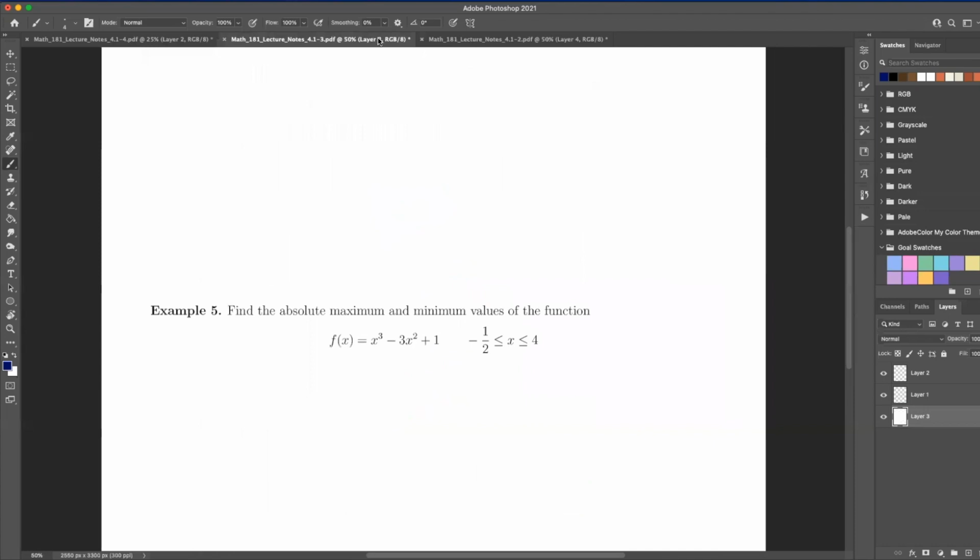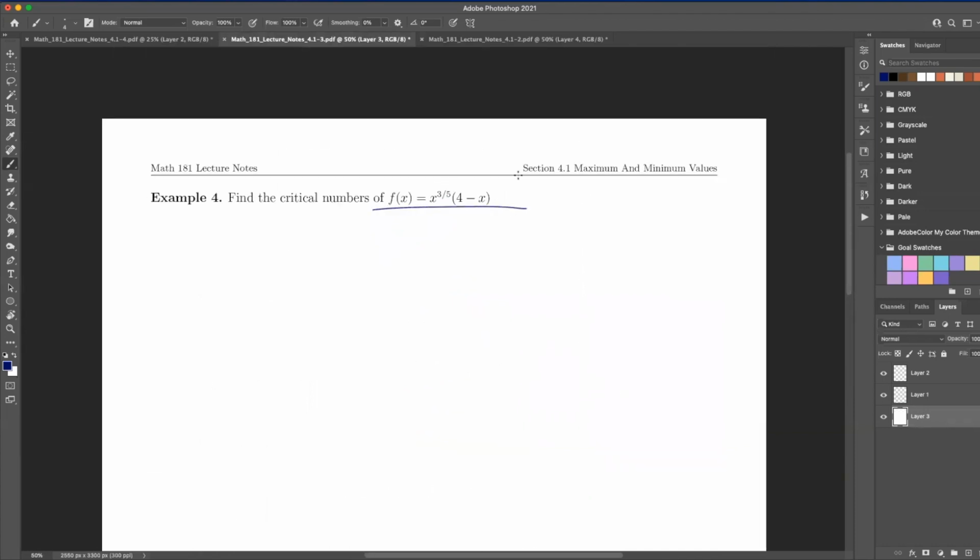Let's do this. I want to find all the critical numbers for this. The first thing I do is find its derivative. Critical numbers are where the derivative is either equal to 0 or does not exist. So the first step is to take its derivative to find the critical numbers.